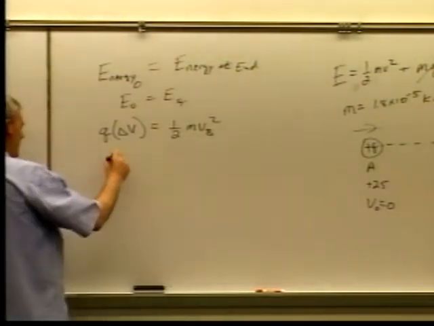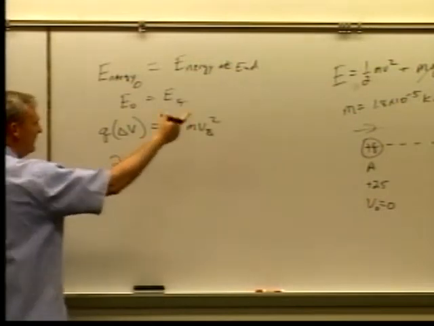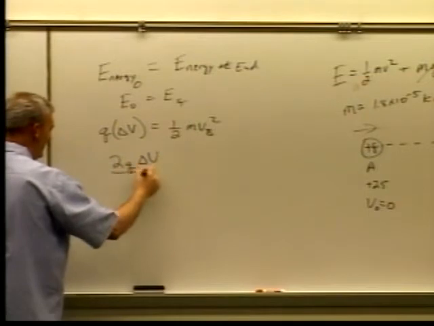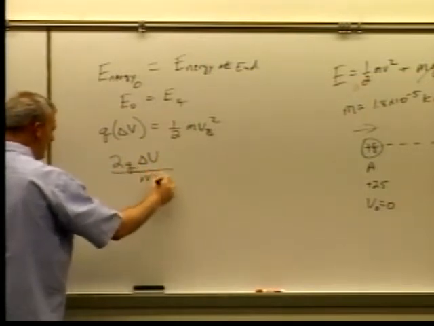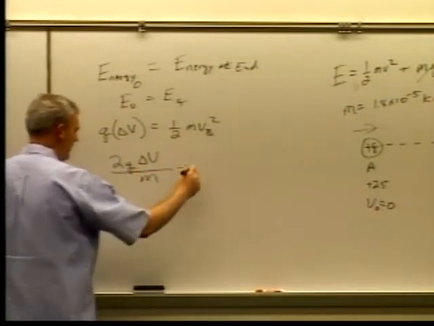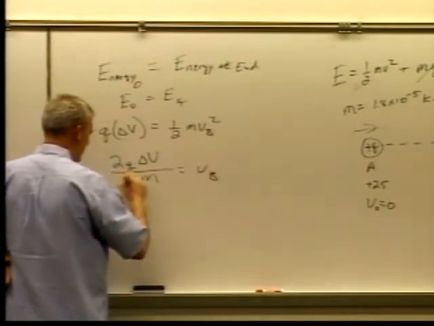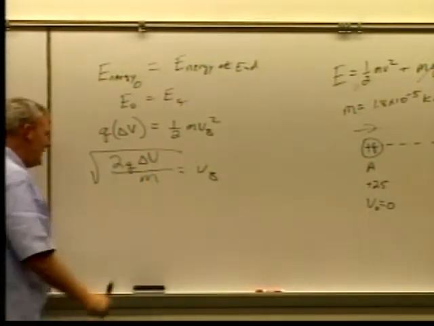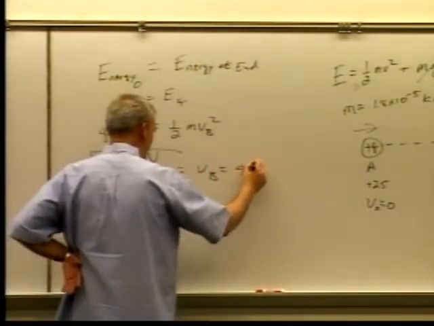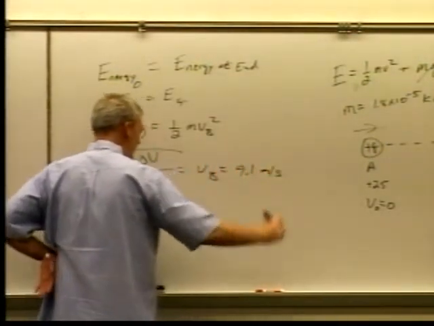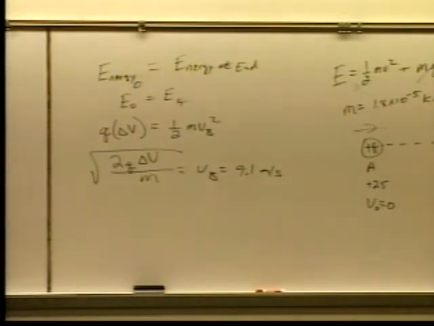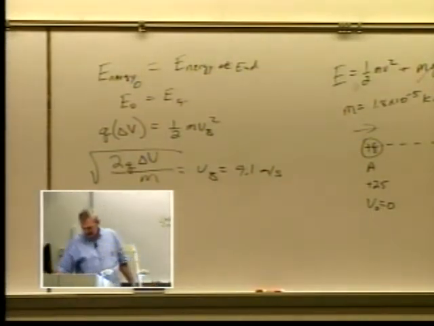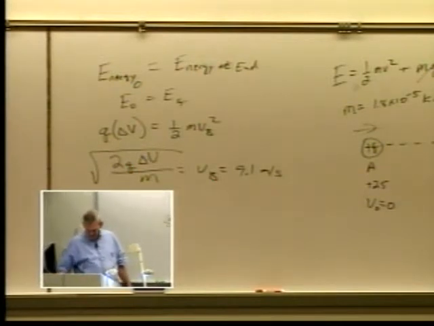The book took like 3 pages. Of course, they were doing all this explaining, though, too. Delta V divided by m equals Vb squared. Ta-da! And it turns out, if you plug in the numbers, it's like 9.1 meters per second. All right? So there's an application of it.